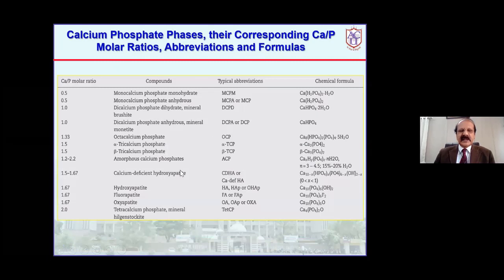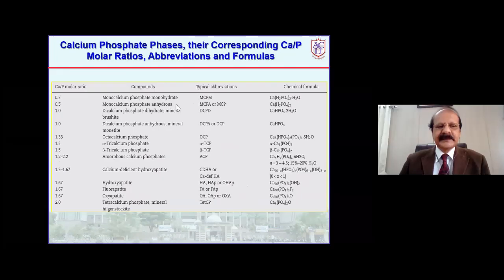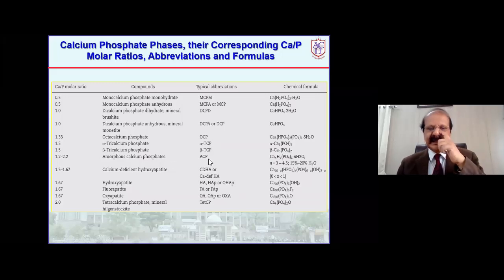Here, I have listed a variety of calcium phosphates, like monocalcium phosphate monohydrate, monocalcium phosphate anhydrous, dicalcium phosphate dihydrate, also called brushite mineral, then dicalcium phosphate anhydrous, monetite, a very popular species, brushite and monetite both. Then we have octacalcium phosphate, alpha tricalcium phosphate, that is alpha TCP, beta TCP. Then we have amorphous calcium phosphate, ACP. So we have a variety of phosphates, but the most important one, what I'm going to cover here, is this 1.67 stoichiometric ratio of calcium to phosphorus, that is hydroxyapatite.